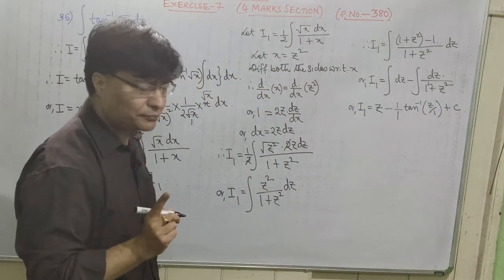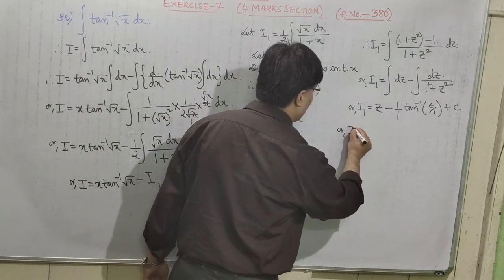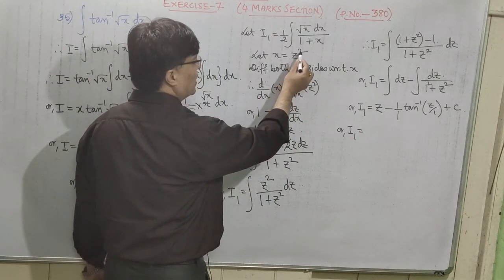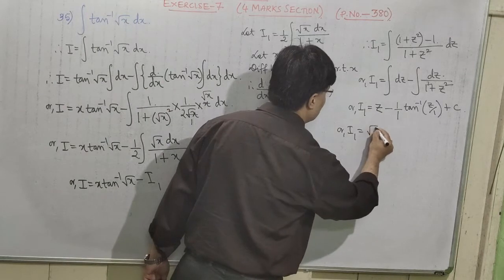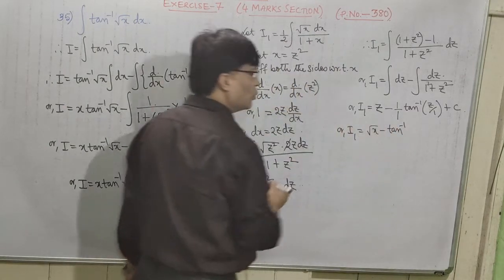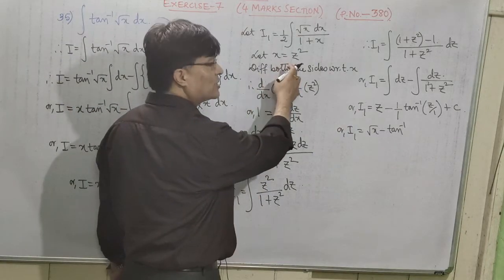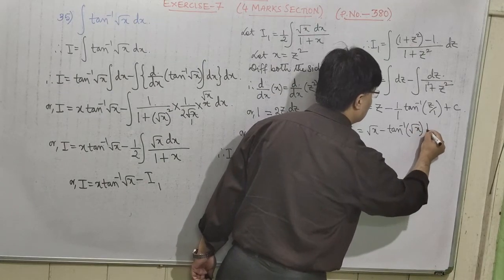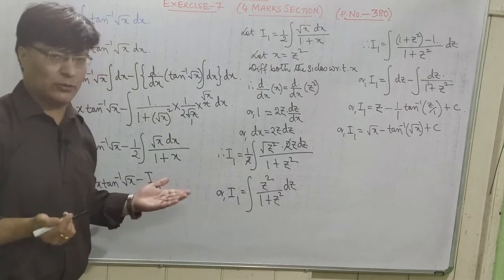Is that clear? So let us put the value for z now. So I1 is equal to, what is z? Since z square is equal to x, what is the value for z? It is root x, minus, you don't have to write 1 upon 1, that is 1. Okay, so tan inverse within brackets, what is z? z is root x. Root over x plus c. So that is the value for I1.